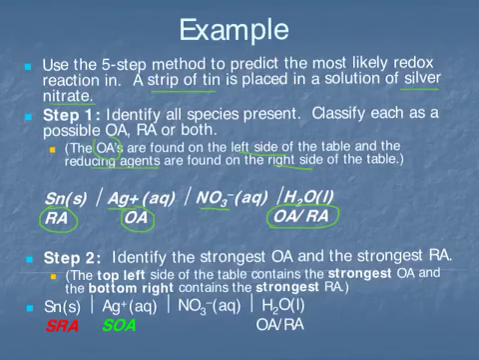So then, after we listed all potential reducing agents and oxidizing agents, we find the strongest oxidizing agent and our strongest reducing agent. Now remember, our strongest oxidizing agent will be on the top left-hand side of our table, and the thing that we find there is our silver ion. So silver ion is going to be our strongest oxidizing agent. And for our strongest reducing agent, it will be found on the bottom right. And the thing that we find on the bottom right-hand side is our solid tin.